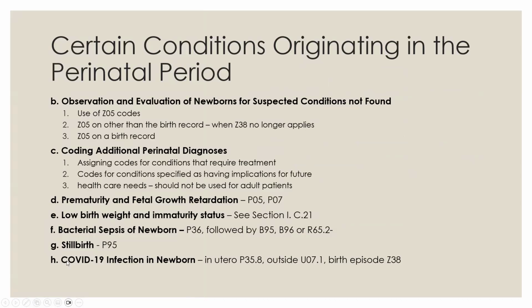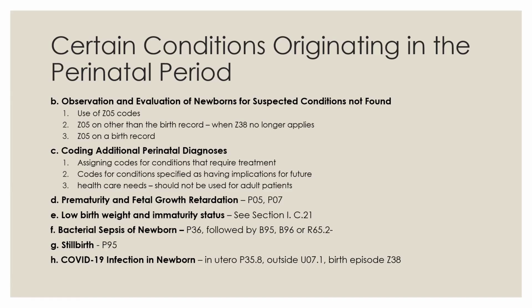Okay, so next up we have observation and evaluation of newborns for suspected conditions not found. Number one, use of Z05 codes. Assign a code from category Z05 for observation and evaluation of a newborn for suspected diseases and conditions ruled out, to identify those instances when a healthy newborn is evaluated for a suspected condition or disease that is determined after the study not to be present.